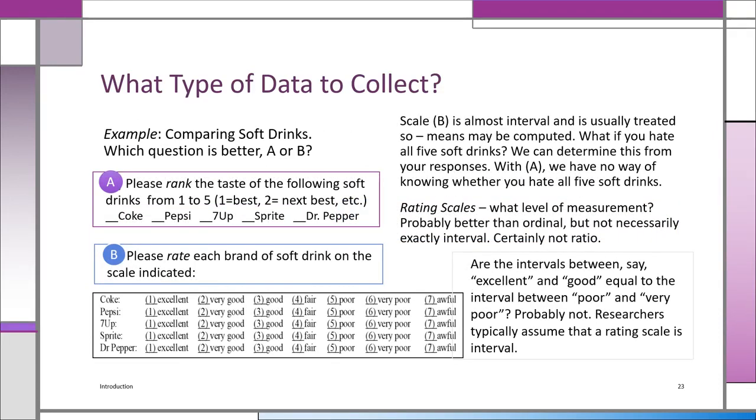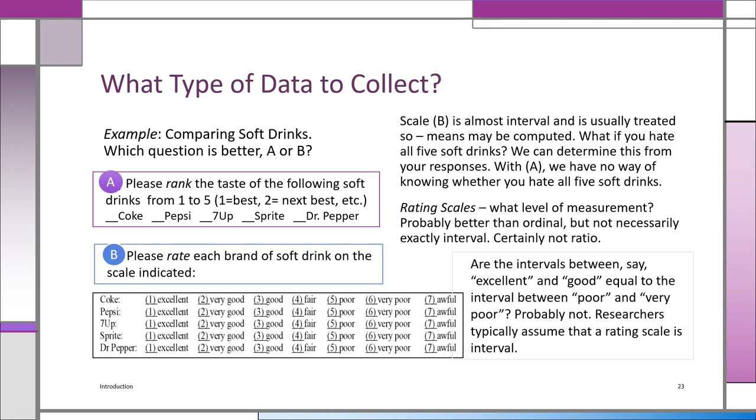We're going to talk about what type of data to collect again. Look at the examples below, A and B. You're comparing soft drinks. Now, which question is better? In A, we ask: rank the following soft drinks from 1 to 5, and 1 is the best. So if you like Coke the best, that'll be a 1. If you like Pepsi the best, that becomes a 2. The one you like least gets the 5. So basically you get an ordinal scale. You have rankings.